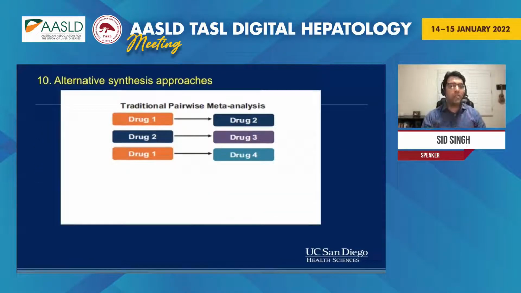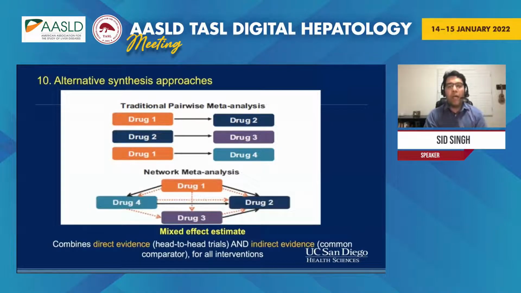Let's briefly talk about some alternative synthesis approaches, specifically something called a network meta-analysis. Now, we know that a traditional pairwise meta-analysis is meant to compare two different medications that are being compared head-to-head. For example, if drug 1 has been compared to drug 2, drug 2 to drug 3, and drug 1 to drug 4, you can perform 3 different meta-analyses to compare these different medications with the other one against which they've been directly compared. However, the concept of a network meta-analysis allows you to combine this direct evidence from head-to-head trials with indirect evidence based on a common comparator and allows you to generate a mixed effect estimate.